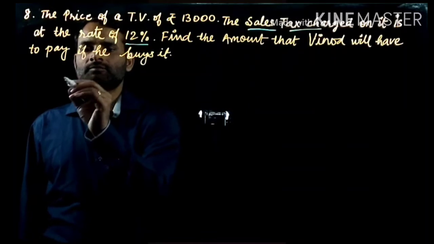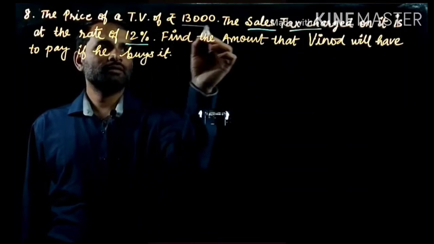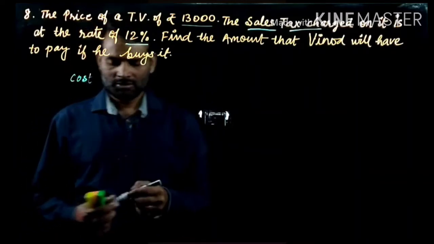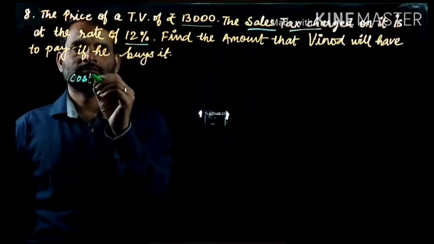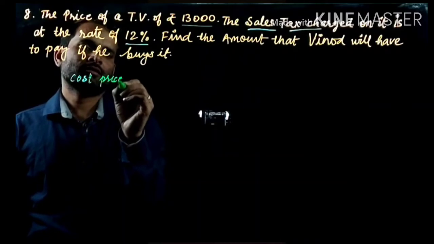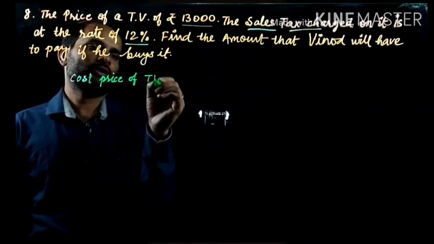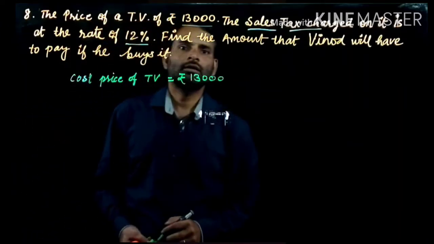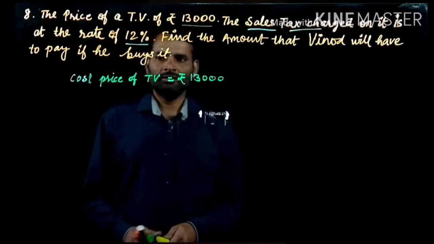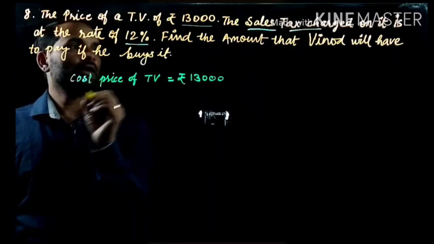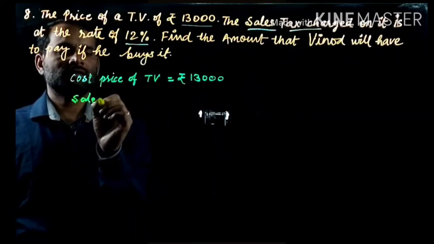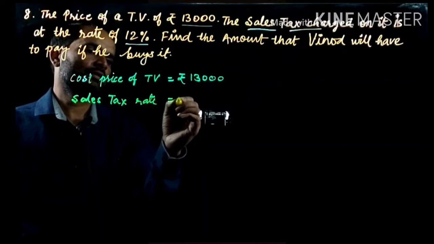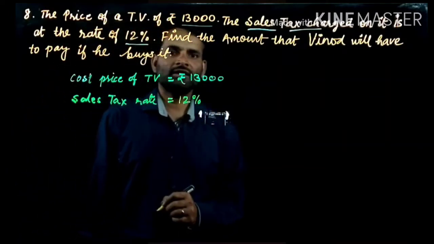Okay, the given CP, so you write the cost price of the TV is rupees 13,000, and the sales tax rate is 12%. Sales tax rate is 12%.